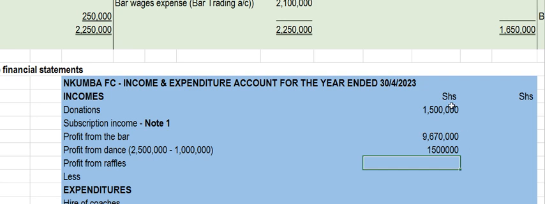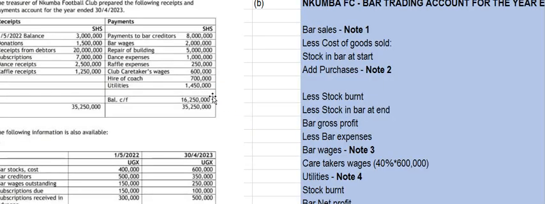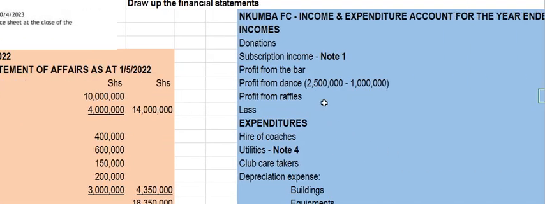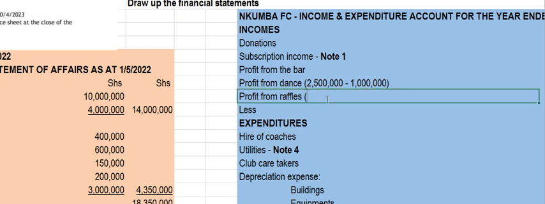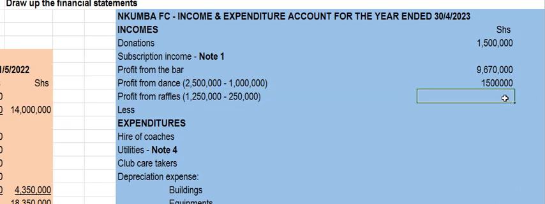Then when it comes to the raffles, you do the same. Just get the raffle receipts minus the raffle expenses. The receipts are 1.25, the expenses are 0.25. So still there is a profit. So just take the net surplus, minus the associated expenses. That will give us a profit of 1 million.